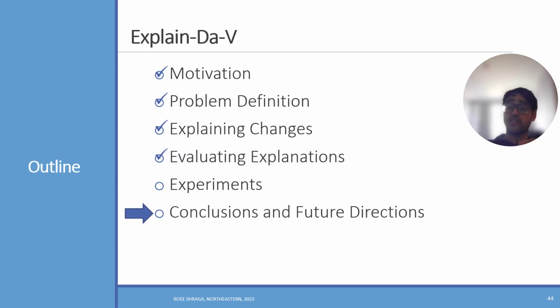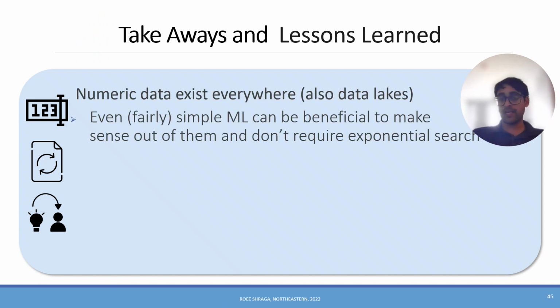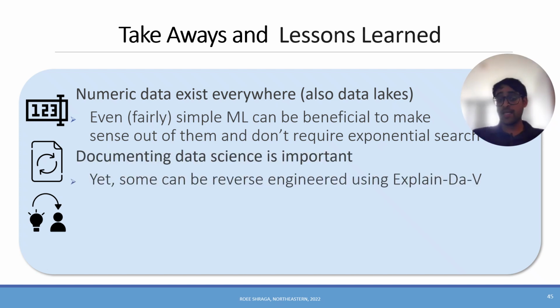So what did we learn in this work? First, numeric data is everywhere, even in data lakes. Research in the area so far has overlooked the numeric values in data lakes. In this work, we saw that even fairly simple machine learning solutions can be beneficial to make sense out of these data types and can be used to better understand what type of data exists out there in data lakes. Second, documentation in data science is very important.